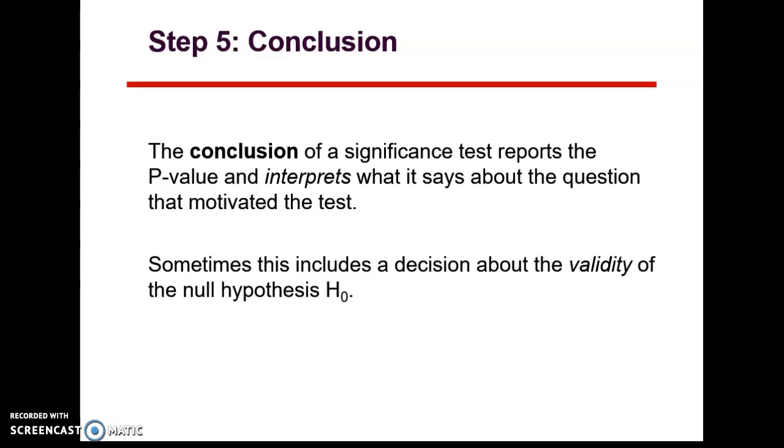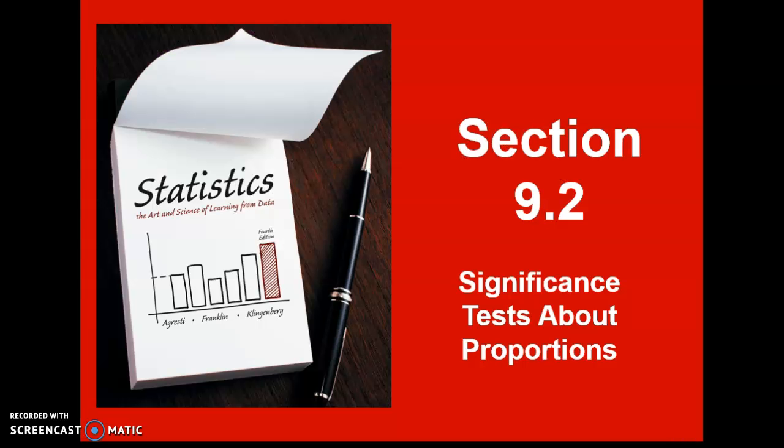Conclusion: you look at the p-value and you interpret what it says about the question that motivated you to actually give the test. So you might have to make a decision about how valid the null hypothesis was. And we're going to stop here, and in the next examples we'll actually go into how we do this.